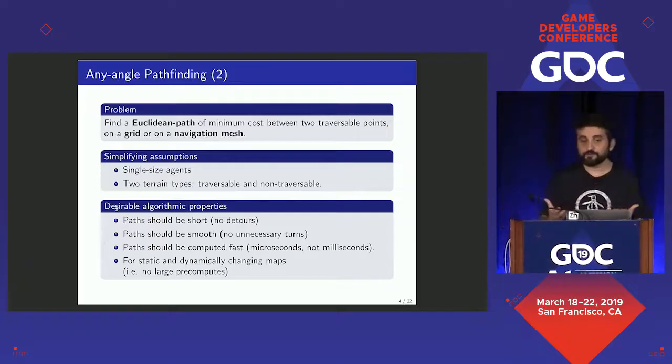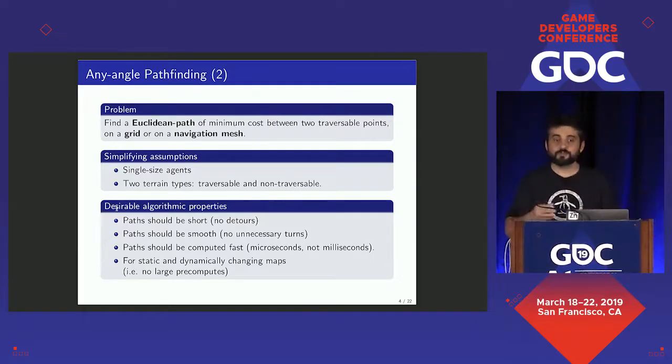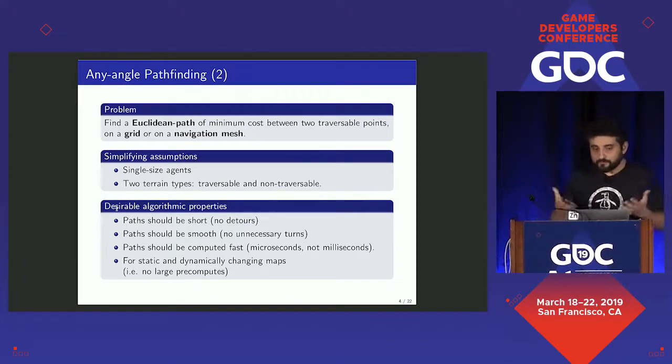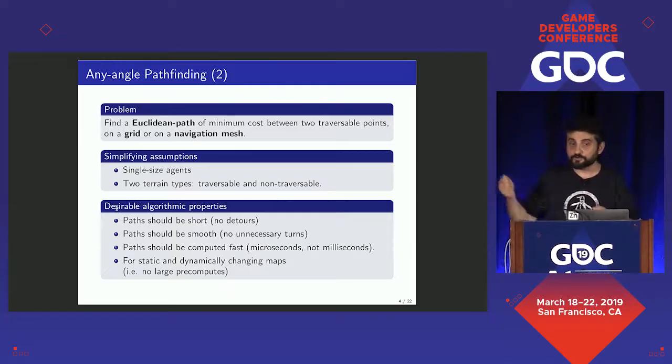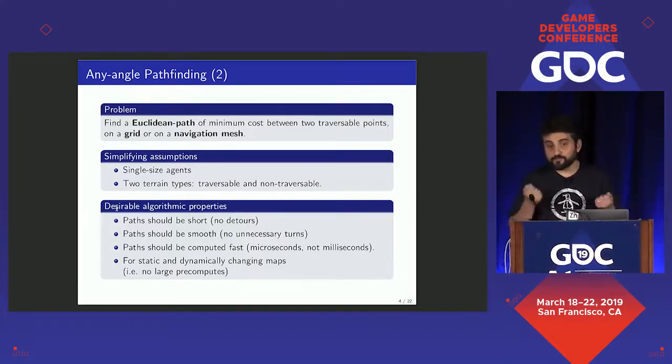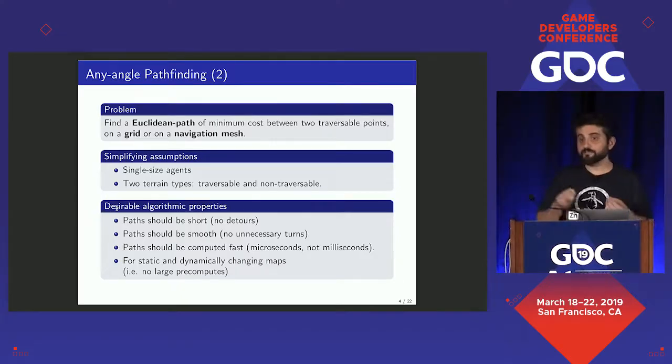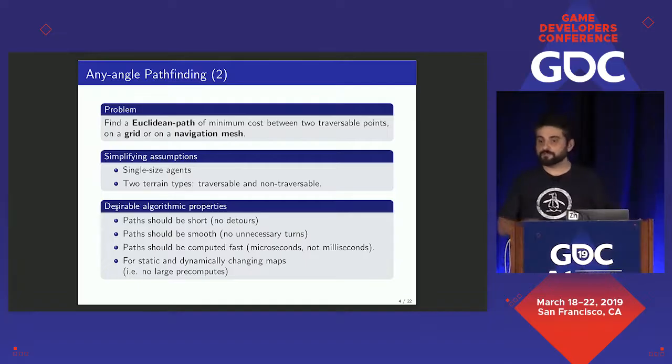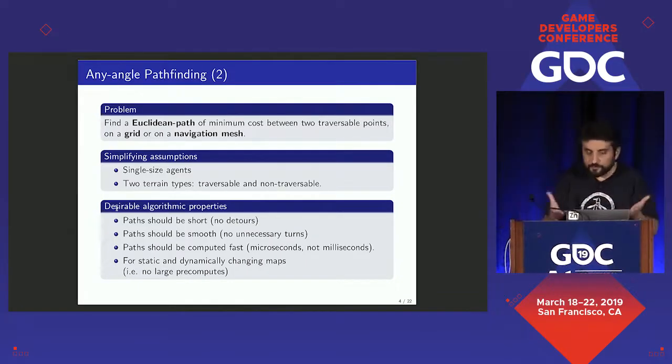The paths that they return should be short. That means no detours, no really long looking path when there's a much more straightforward route available. The path should also be smooth, so no unnecessary turns like we saw with the grid-based paths. The path should be computed fast. Now, fast is relative. When I talk about fast, I'm usually talking about timings on the order of milliseconds, or microseconds rather than milliseconds. And I'd like to be able to solve these problems online. That means we can apply the same method for static worlds and also for dynamic environments, so no large pre-computes.